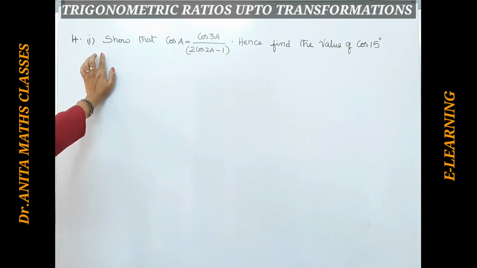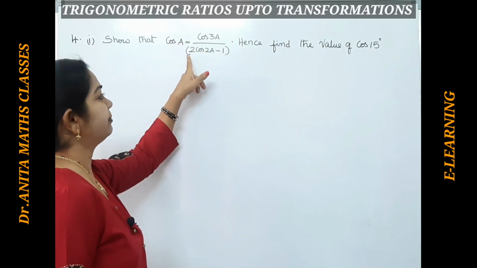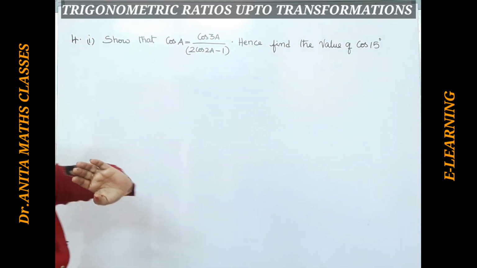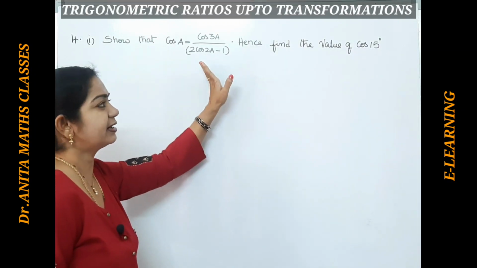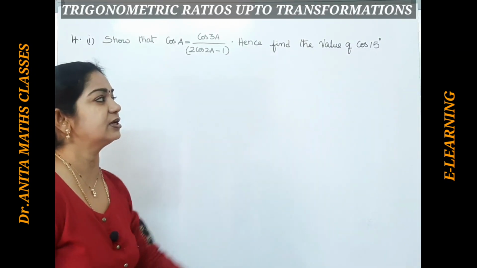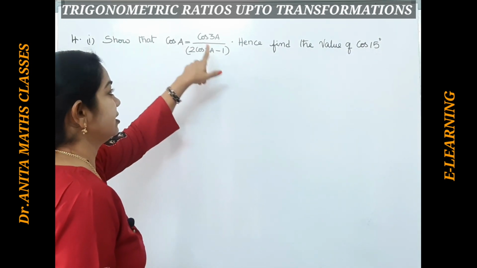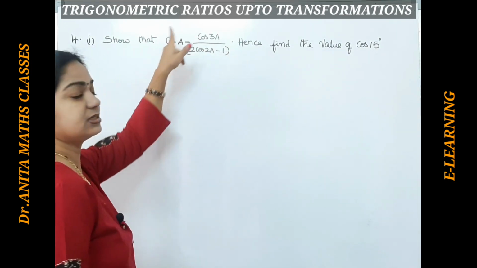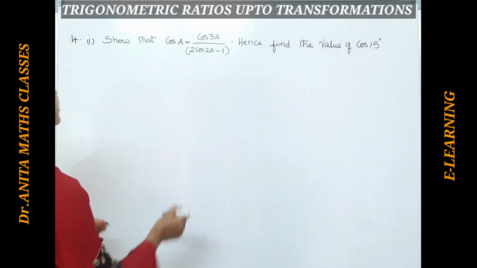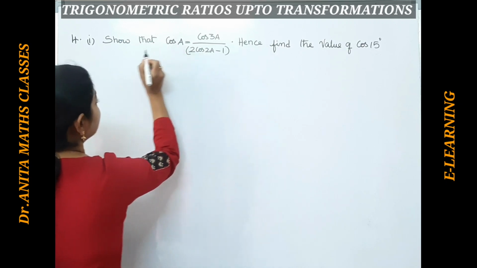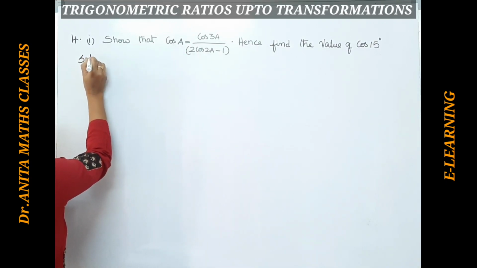Now show that cos A equals cos 3A by 2 cos 2A minus 1. Hence find the value of cos 15. First we have to show this part and then finally deduce cos 15 degrees. Now here, see the LHS and RHS. Since the RHS is bigger, let's take the RHS, simplify it, and get it into the LHS form.